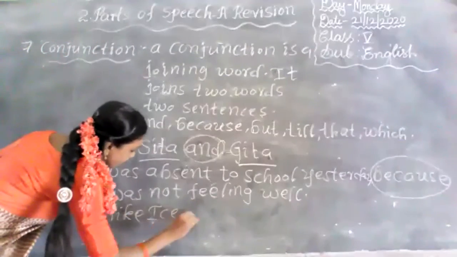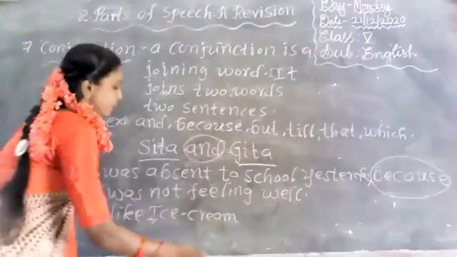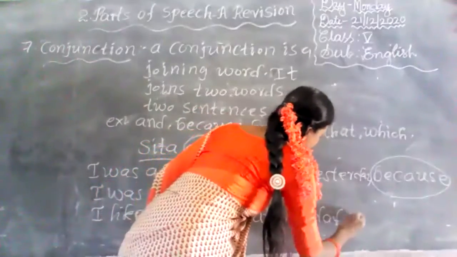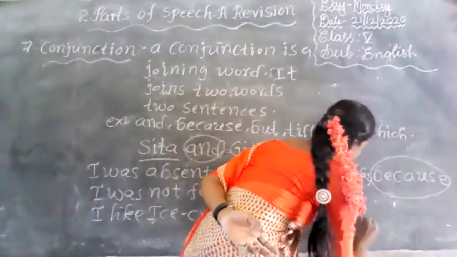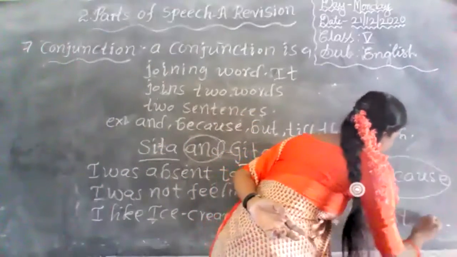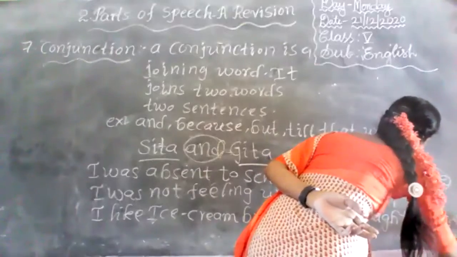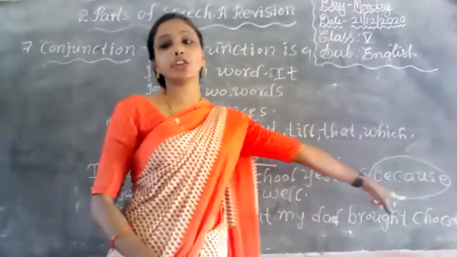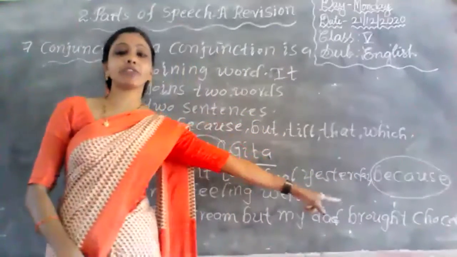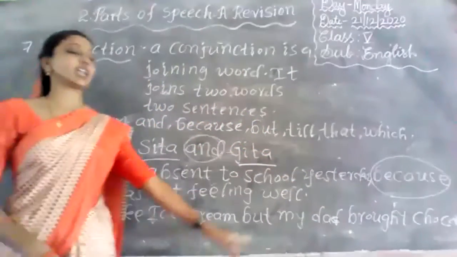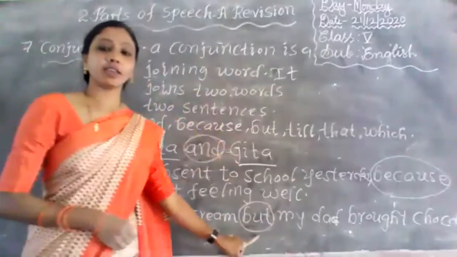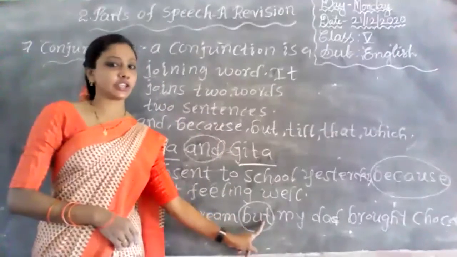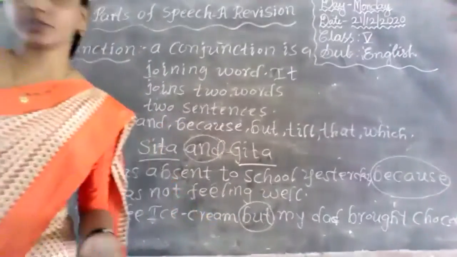Now but. I like ice cream, but my dad drank chocolate. Look here. I like ice cream is one sentence. My dad drank chocolate is one more sentence. Here we have two sentences, and these two sentences are joined by but. We used but to join these two sentences. So here, but is the conjunction. Is it clear? Yes. Very good.